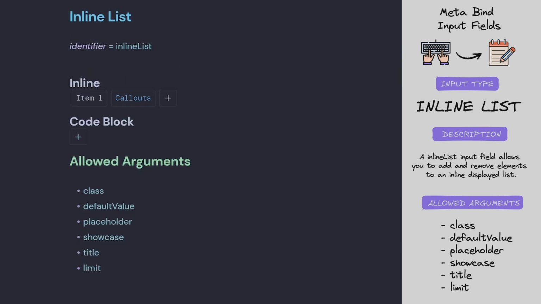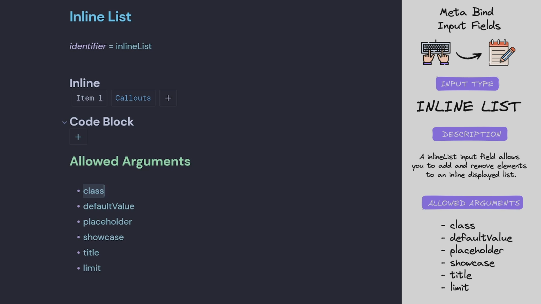So looking at the allowed arguments, the class, the default value, and the placeholder are not going to be very useful in this instance. I know the placeholder doesn't work. Also know the default value doesn't work. And class is if I want to add a custom CSS, which I don't want to do. So that really only leaves me with showcase title and putting a limit on how many characters.